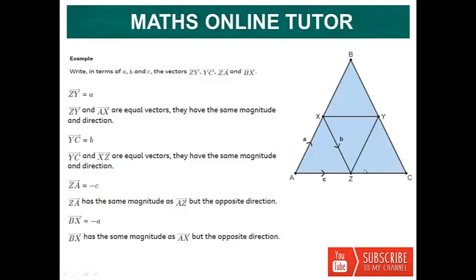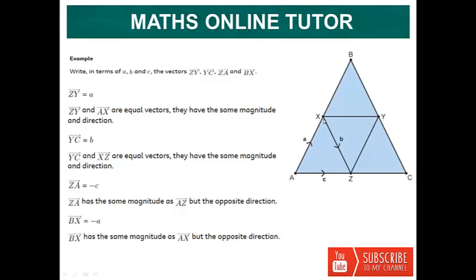Let's find out the value of ZY vector. AXYZ is a parallelogram. As you know, in a parallelogram, the opposite sides are equal and they are also parallel. So this gives us an important hint. That means ZY is parallel to AX. Therefore, ZY should follow the same direction as AX.